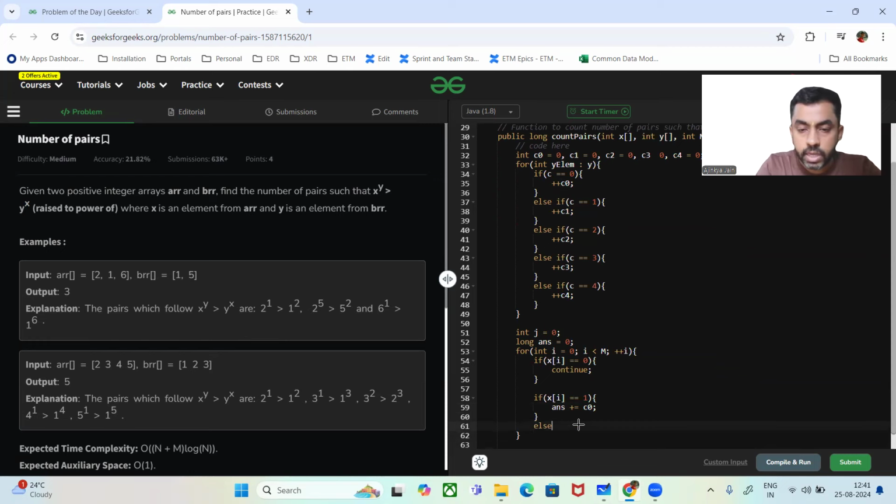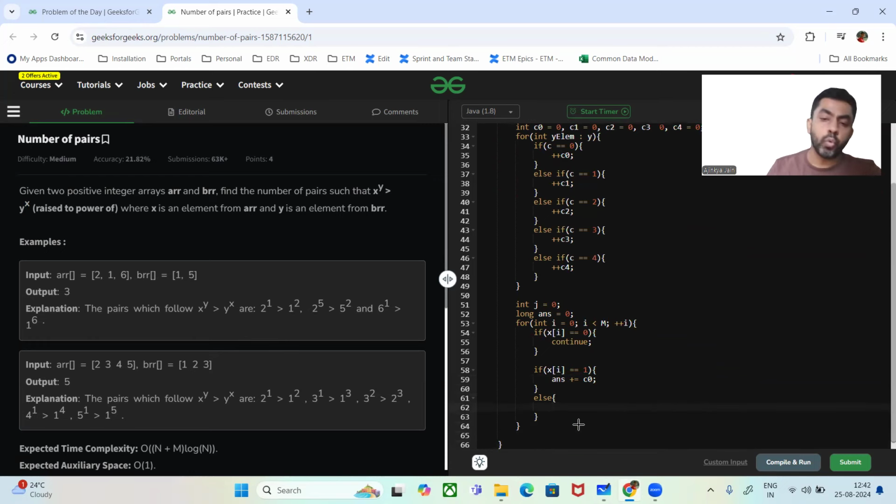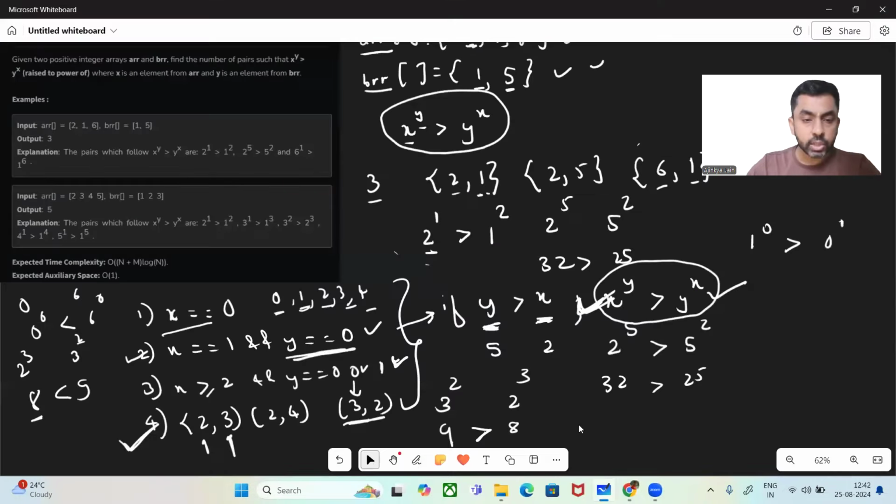Now, else if the element in the x array is greater than or equal to 2, then in that case, what are we going to do?